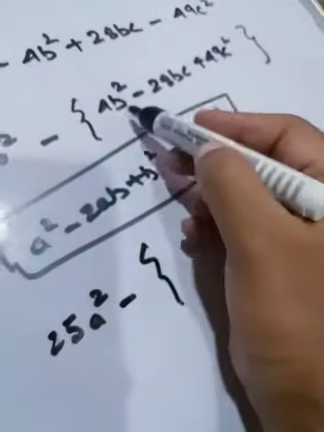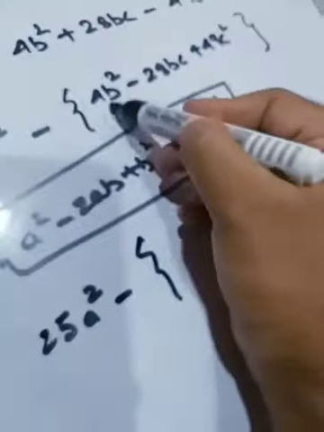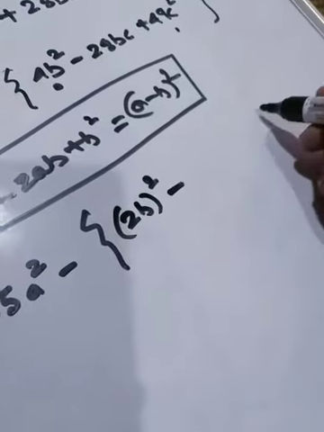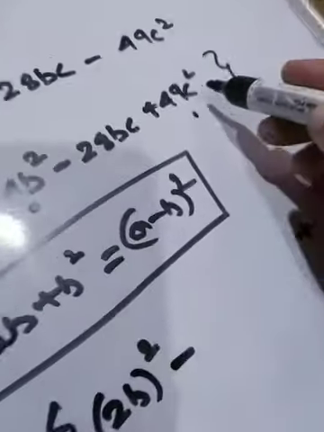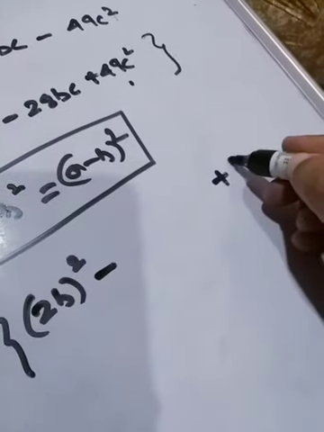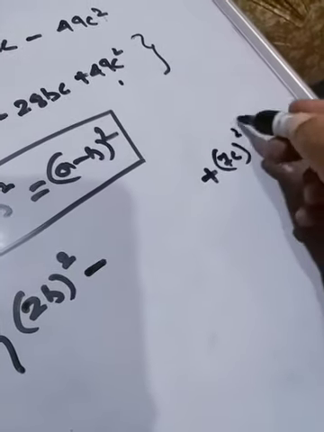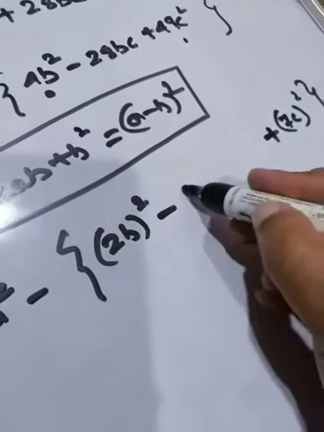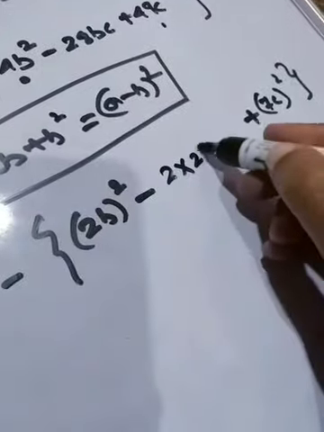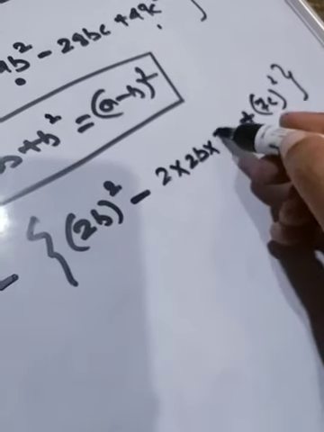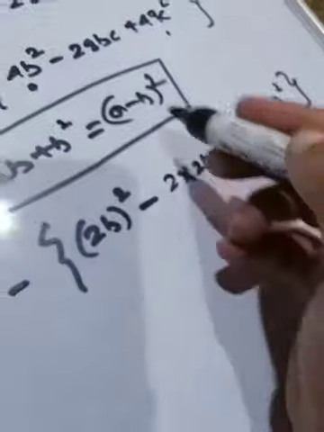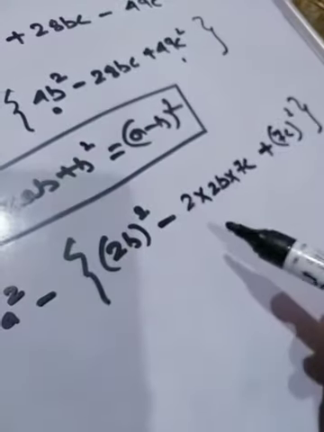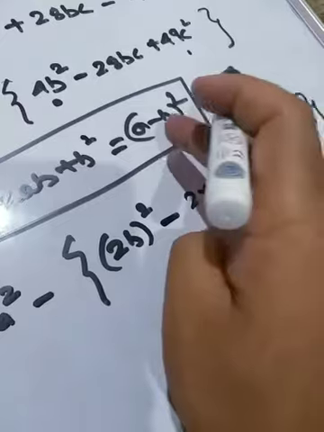Now we have to convert the first and the last term into whole square formation, that is 2b whole square. We'll put this minus, we'll give the gap. Now what will be the last one? It is written 49c square, so in place of 49c square we'll write 7c whole square. In the middle, what do we have to write? 2ab, so 2 into a is what? 2b, into b is what? 7c. If you multiply it, you will get 28bc. Now this whole thing will convert into a minus b whole square.